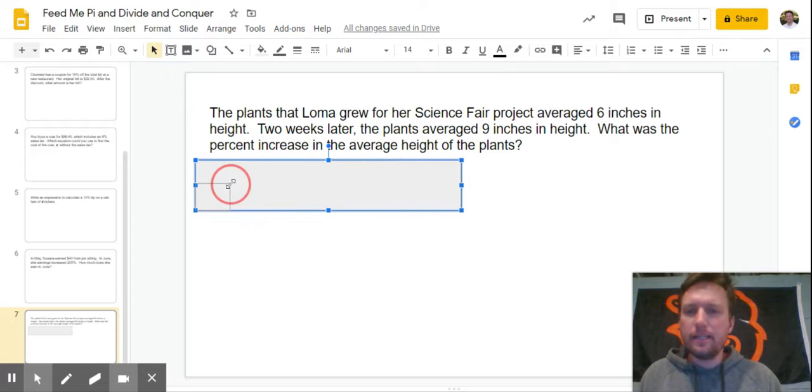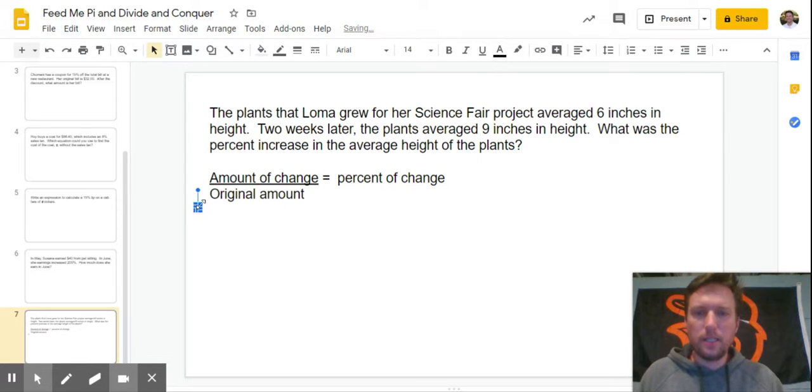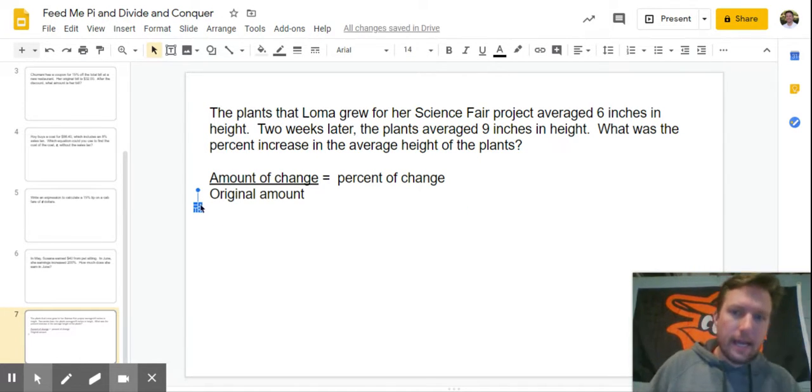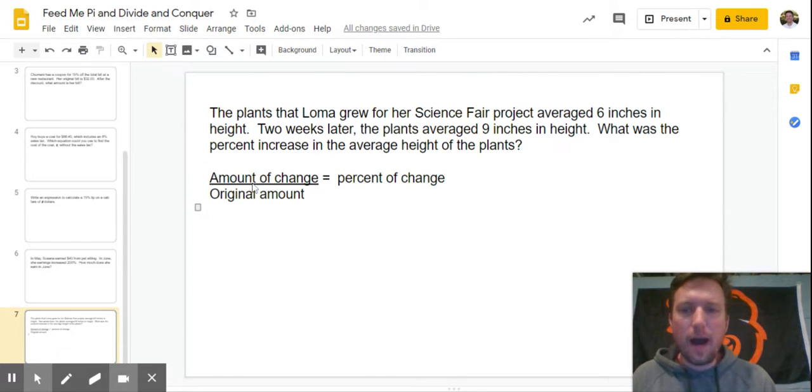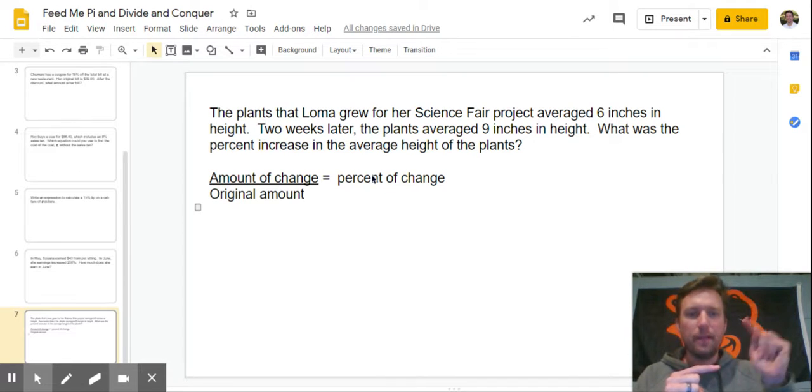Well, here is a formula. Drum roll, please. It is the amount of change divided by the original amount equals the percent of change. Now, we're trying to figure out what is the percent of change from a 6-inch average to a 9-inch average.